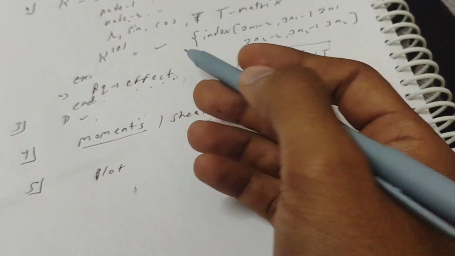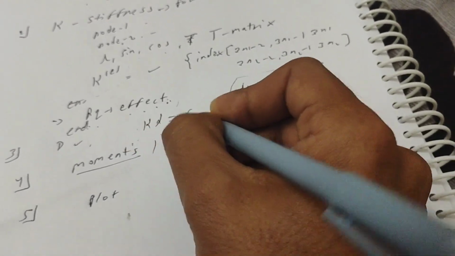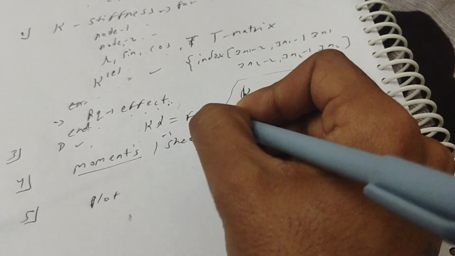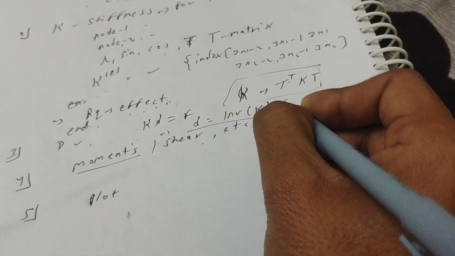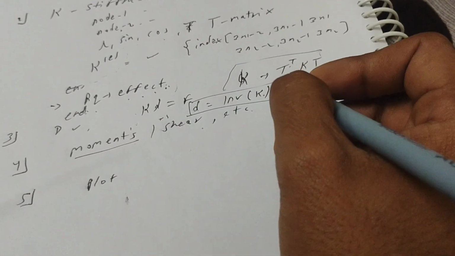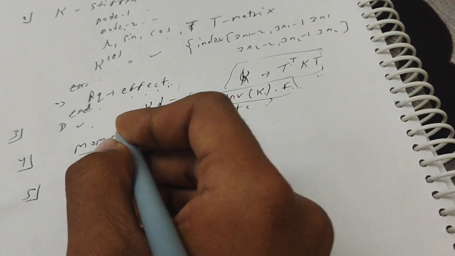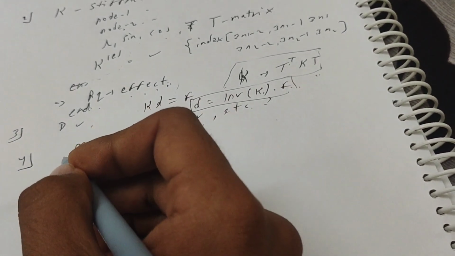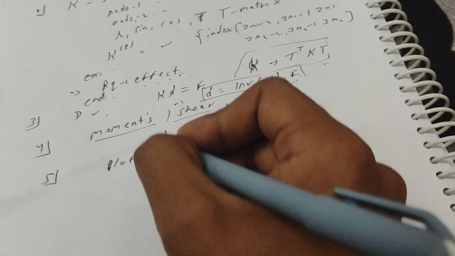After this we will work on K into D equals F. Then D equals INV K into F. So we'll get these displacements, and after getting these displacements, we will get the moments and other quantities. We have the equations for them, and we will use them, and then we will plot them.